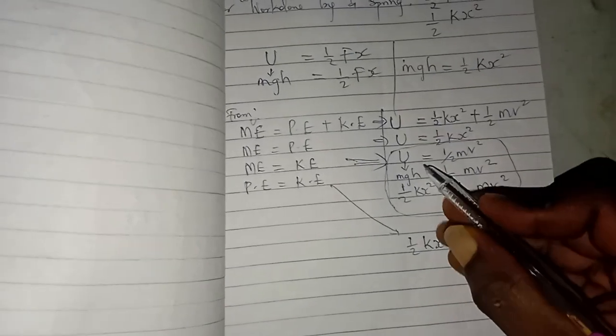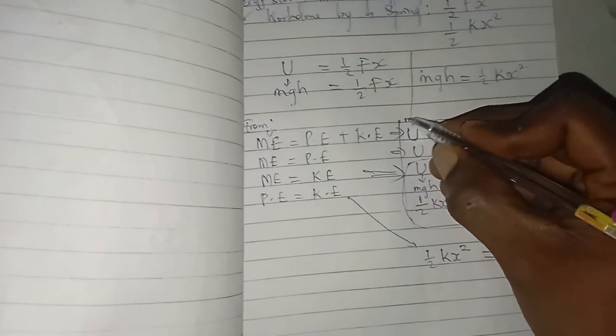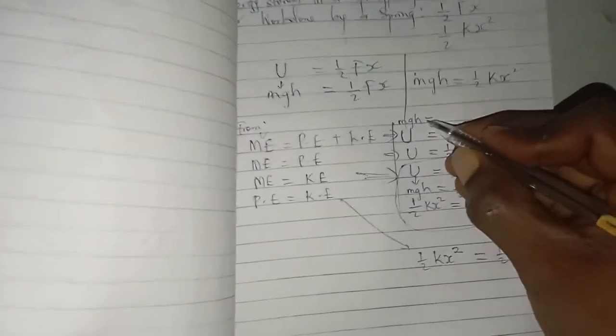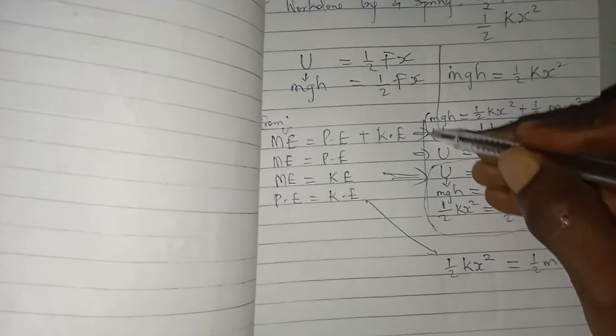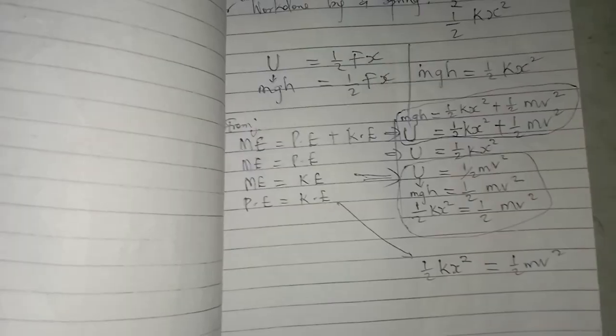Even in this place, that is this first one, this can mean the same thing as saying mgh, if I have height, equals to half kx square plus half mv square. So this is under number one. So depending on the question you are given.